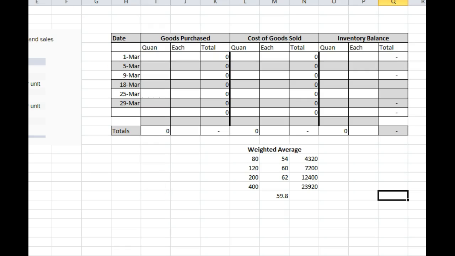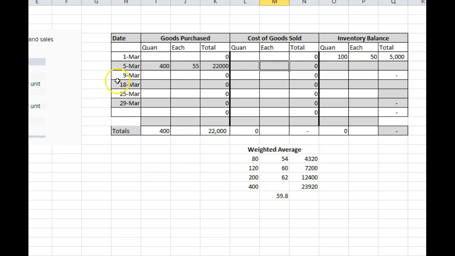So on March 1st, we have 100 units at $50. And that sets up our inventory at 5,000. Beginning on March 5th, we purchase 400 units at 55. Okay, so that means our total cost is $22,000. Sorry, this is 400.